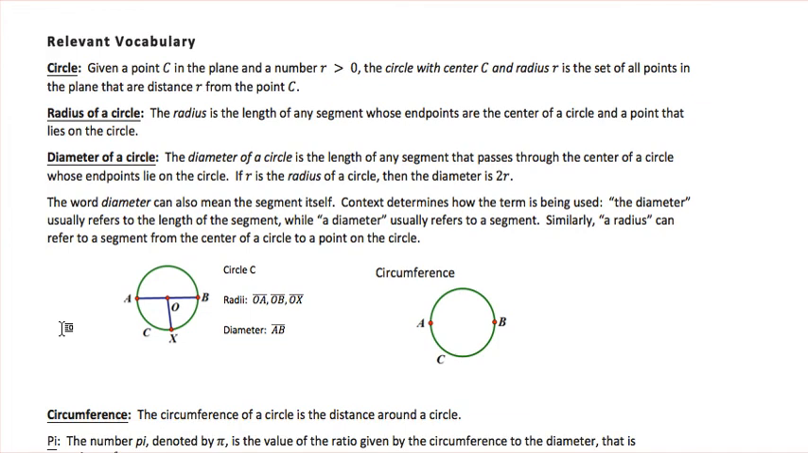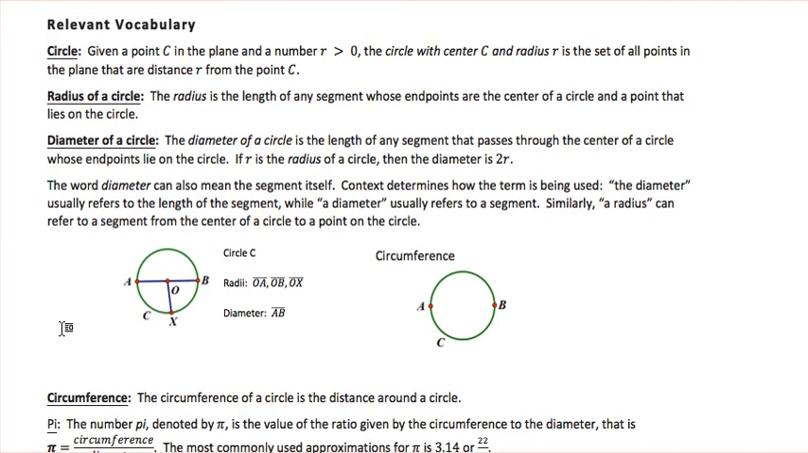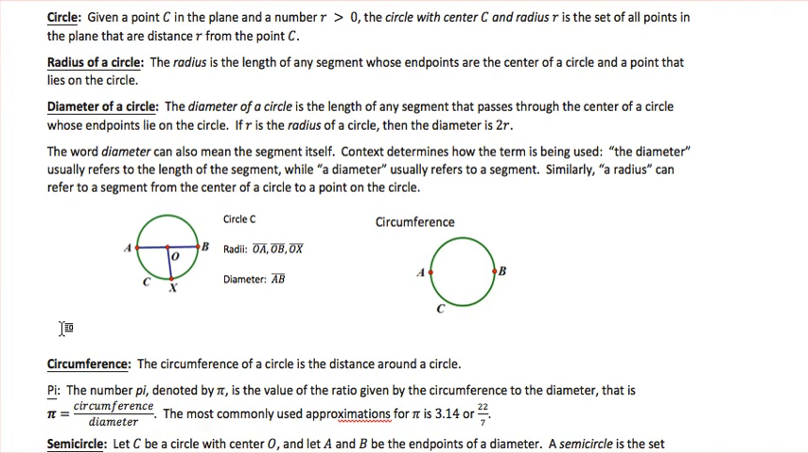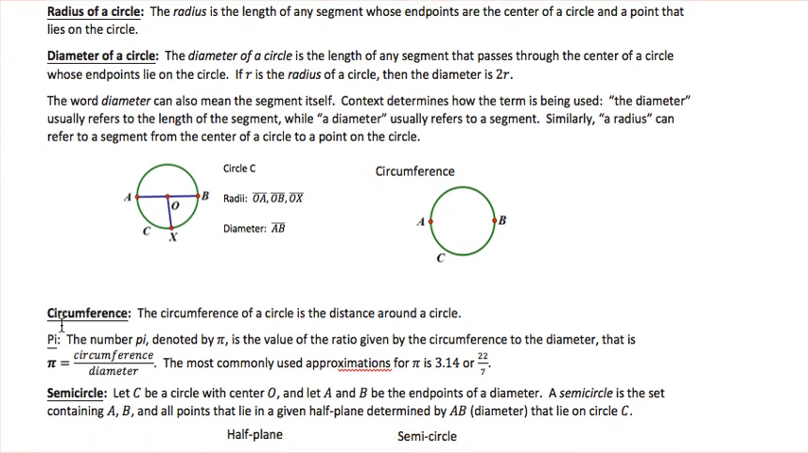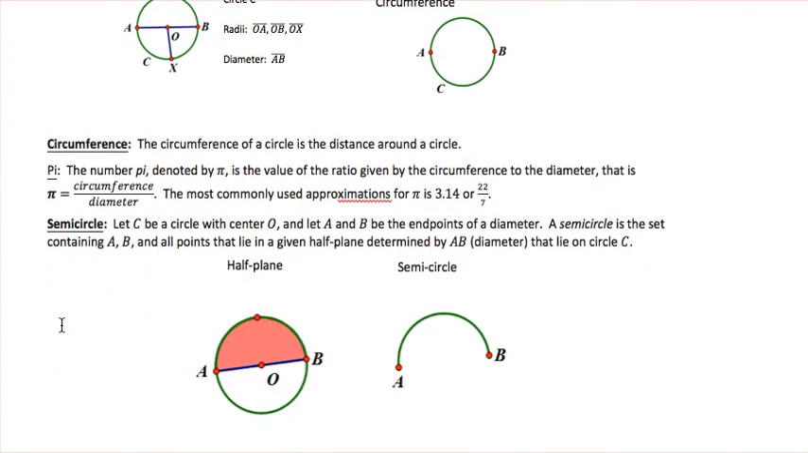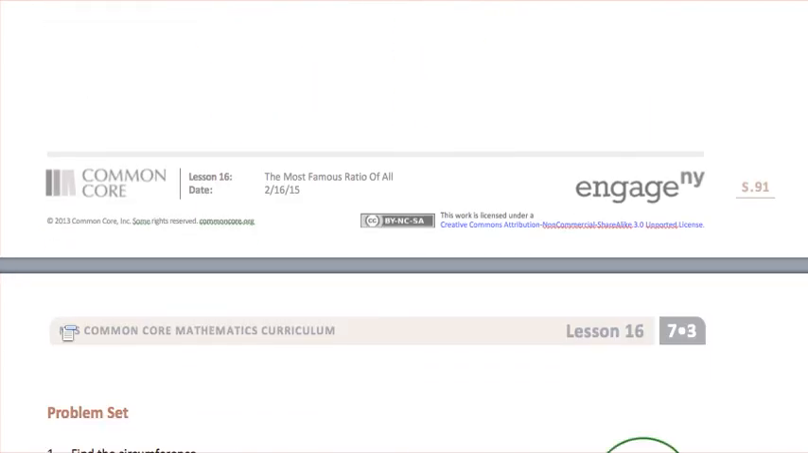So in our vocabulary, we want to make sure that we are familiar with all of the vocabulary for circle. Make sure that you read it through and are absolutely clear about the different parts of the circle and how to calculate the circumference. And then you'll move on to lesson 17, where we'll work with formulas and circles in greater detail.